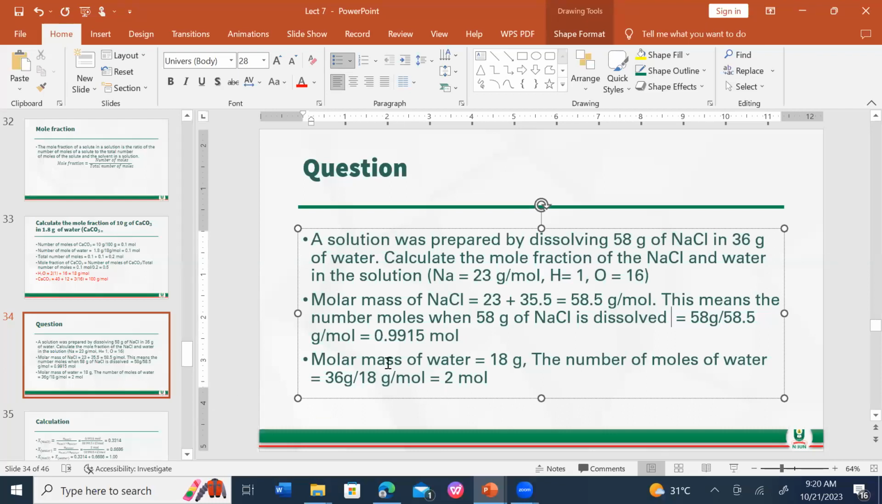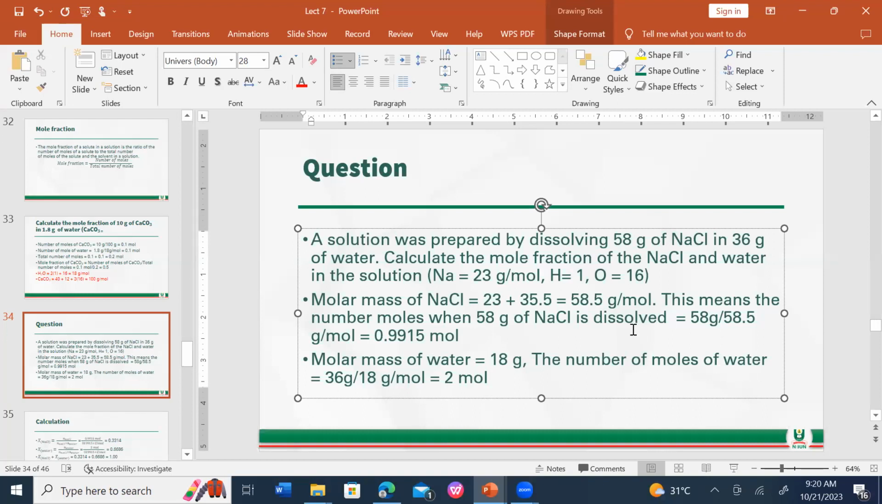0.9915 moles. Now you calculate the number of moles of water. The molar mass of water is 18. The number of moles will be the mass of water in that system divided by the molar mass. The mass of water was given as 36 grams and the molar mass is 18 grams per mole. So that means the number of moles is 2 moles.